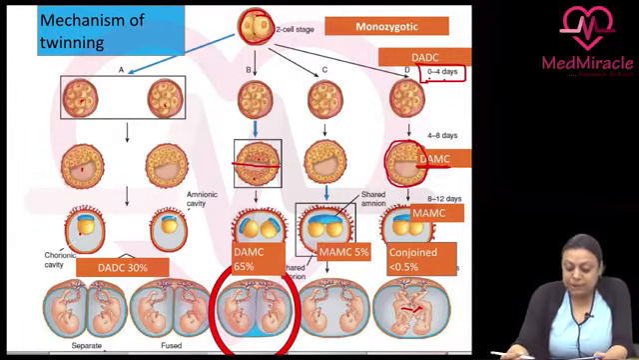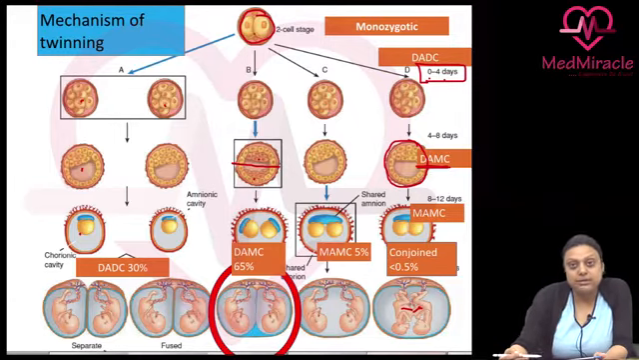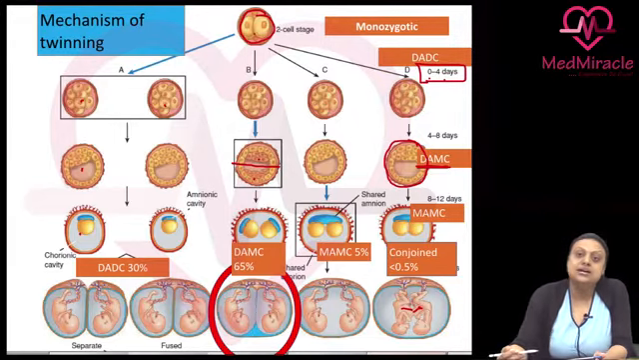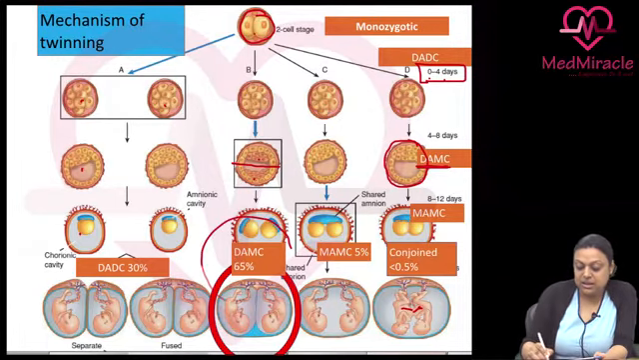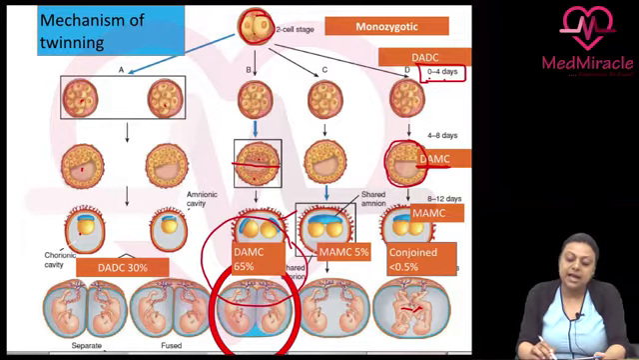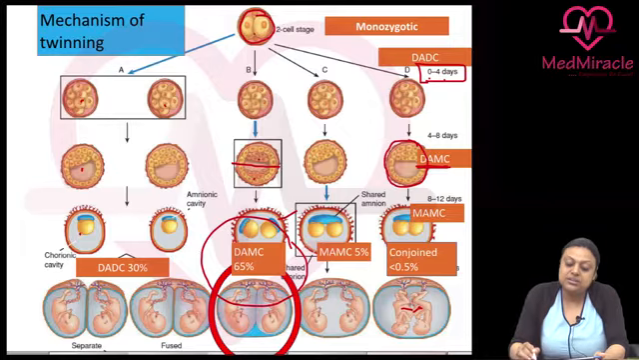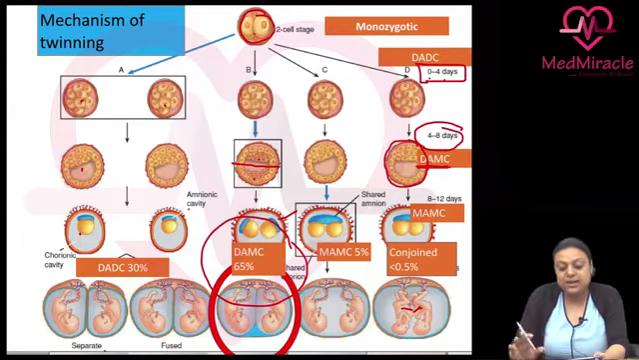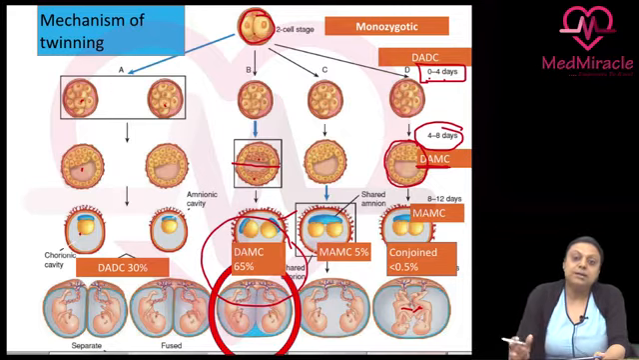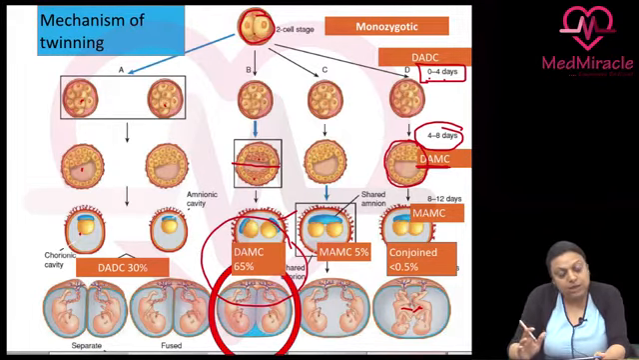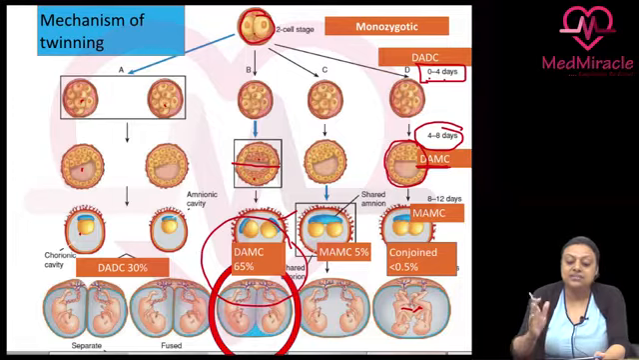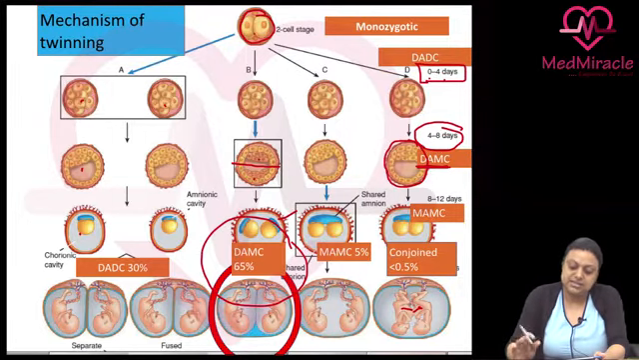So among these, the most common variety of twins is diamniotic monochorionic, in which the chorion is one, but there are two separate amniotic cavities, and the division has taken place at 4 to 8 days. So with this, we come to a classification of twins and how they are formed depending upon the day after fertilization on which the division of the zygote takes place.